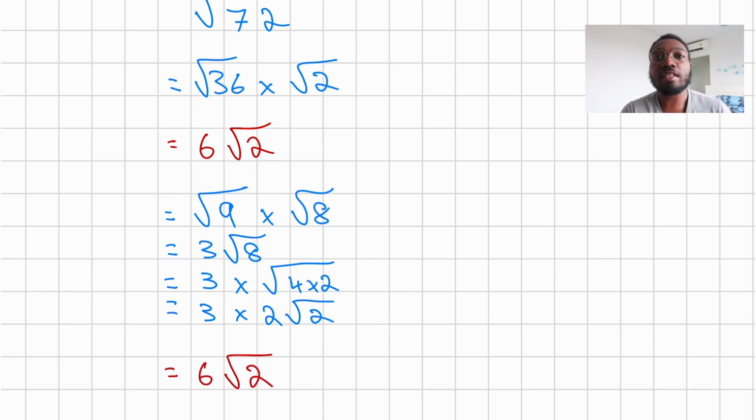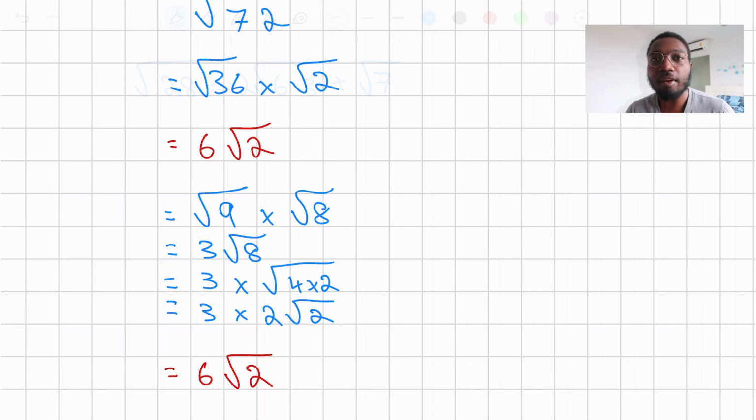Okay, so as you can see, even if you don't find the highest square number factor first, when you start to simplify it down, you'll then realize that, oh wait, 8 can also be simplified down even more. So don't worry if you find a square number factor which isn't the highest, because later on you can always just simplify it down.